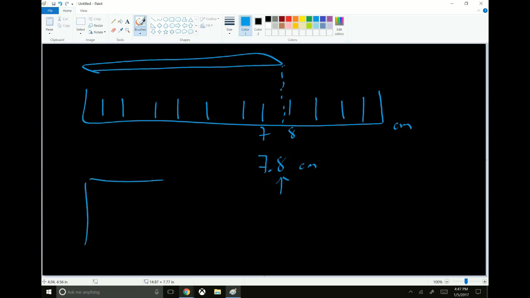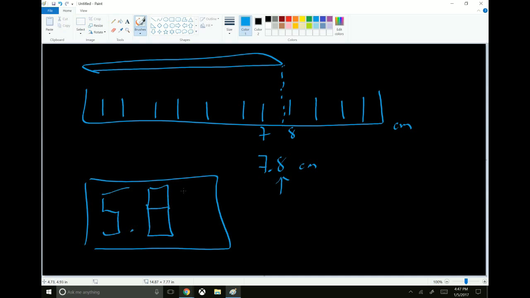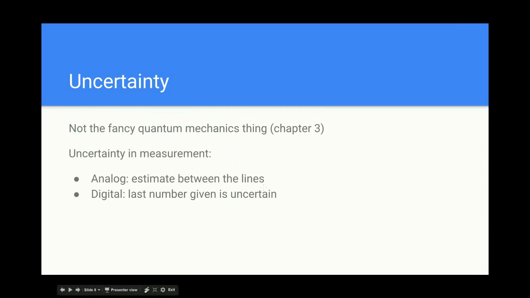For a digital device, one that does the measuring for you, it measures automatically. You'll often see this number jiggle a little bit up, a little bit down, what have you. For any digital device, the uncertainty is always here in the last decimal place, similar to here with the analog. So that's what I mean by analog and digital, and that's what I'm talking about, the uncertainty in the measurement.